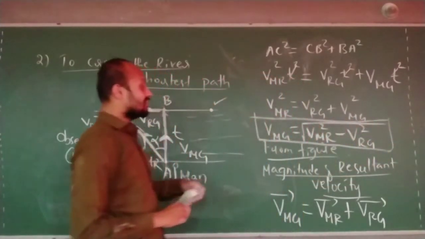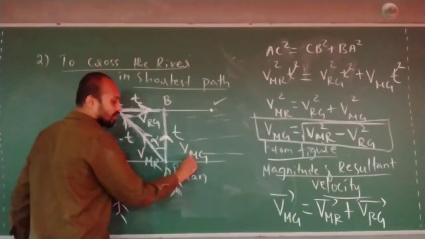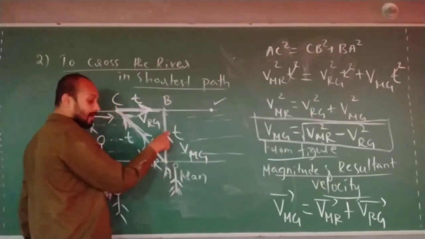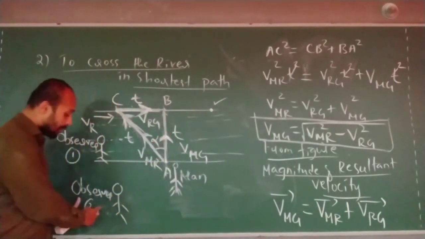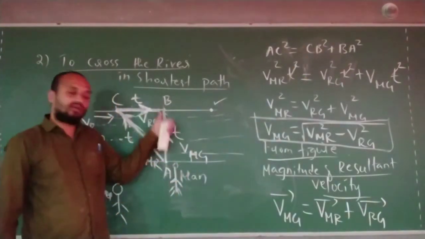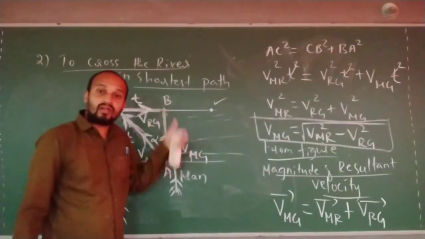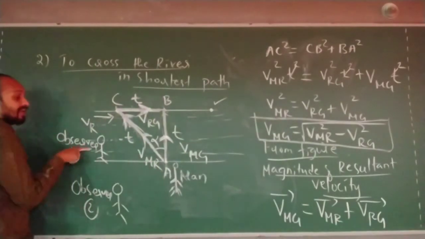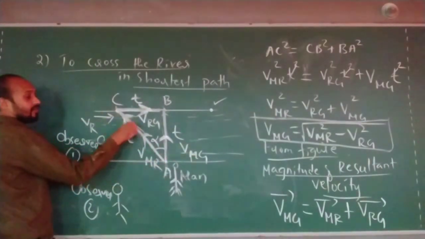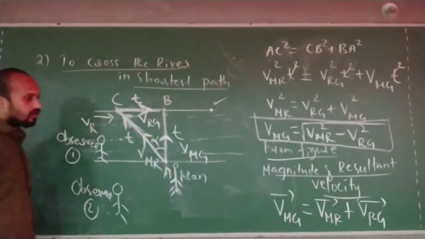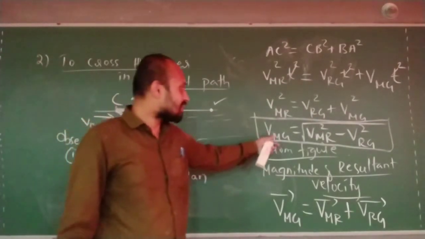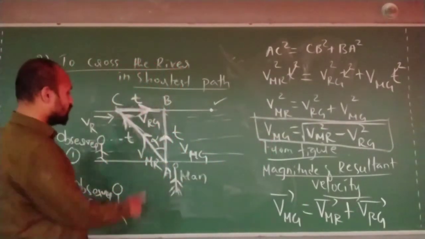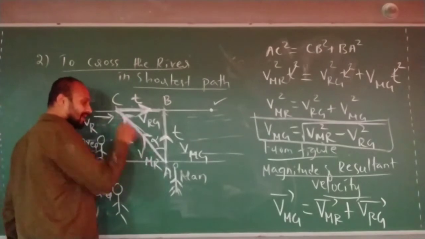Here, what is the resultant velocity? Resultant velocity is the velocity of the man as observed by the ground. He will look like this. As observed by the ground, he will be moving up. As observed by the person who is moving in the river, for him he will be looking like this. Yes or no? This is the resultant velocity. So velocity of a man with respect to river is like this.